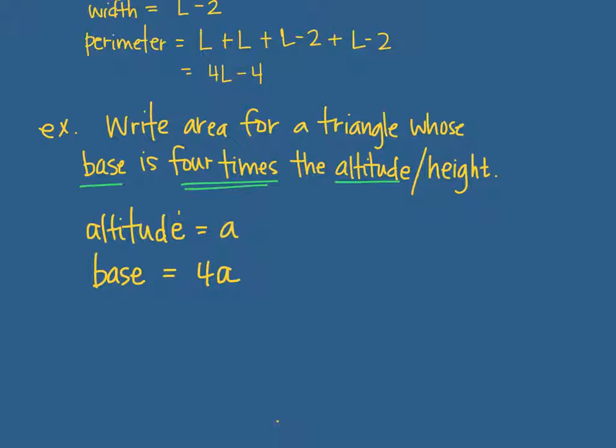So again, don't use different variables. Reuse the same variable. Then we're going to do area. All right, so we figured out how to do perimeter. Perimeter is adding up all the sides. How do you do area if something is shaped like a triangle? Go ahead, Rachel. Okay, 1/2 base times height, or 1/2 base times the altitude. And so in this case, we're going to have 1/2 of the base, which is 4A, times the altitude, which is A. So when we multiply 1/2 times 4 and A times A, we get 2A squared, and that's the formula for our area.